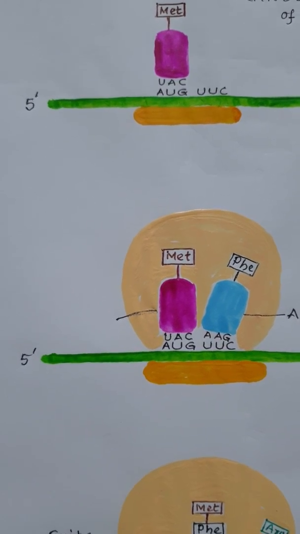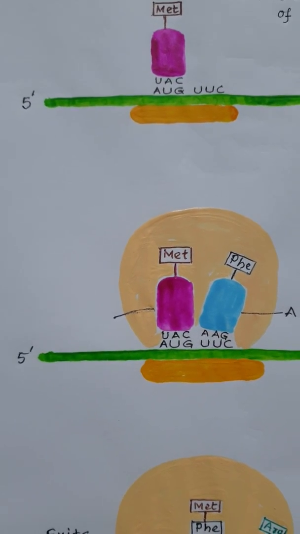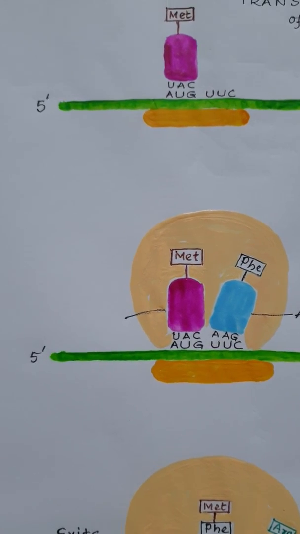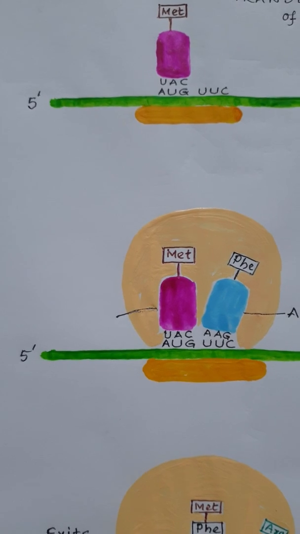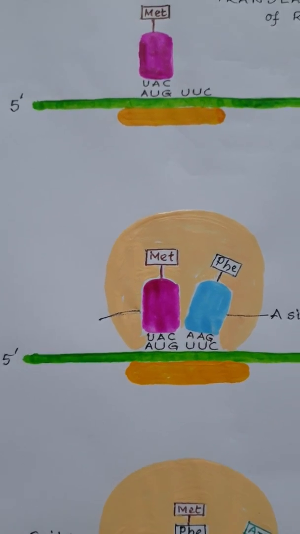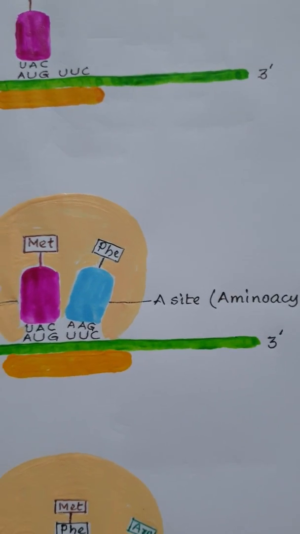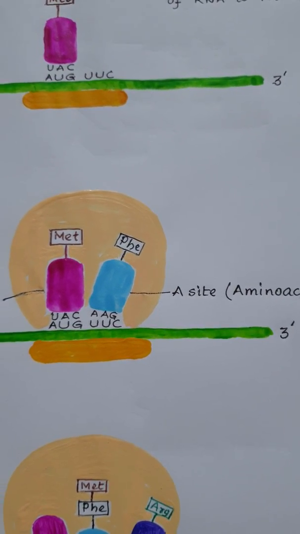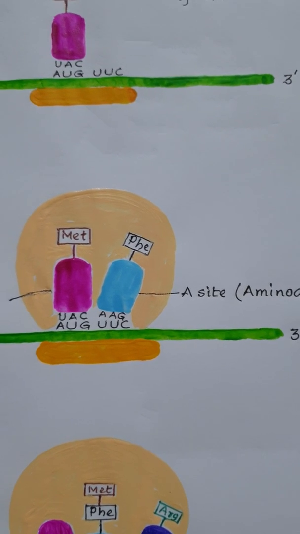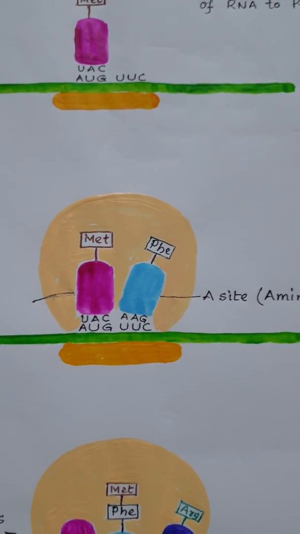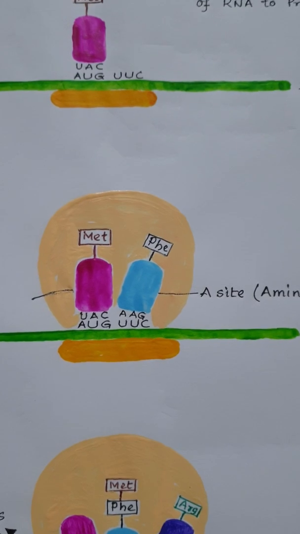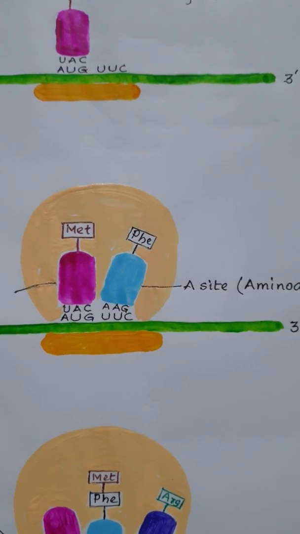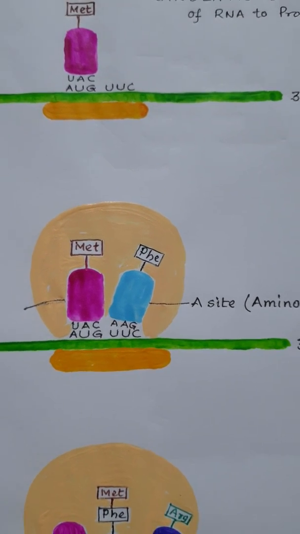Now the next step is elongation. Elongation occurs when the next charged aminoacyl tRNA, which is in line at the A site or aminoacyl site, comes in along with GTP and an additional elongation factor (EF). The chain goes on elongating further, producing a polypeptide with the help of peptidyl transferase.